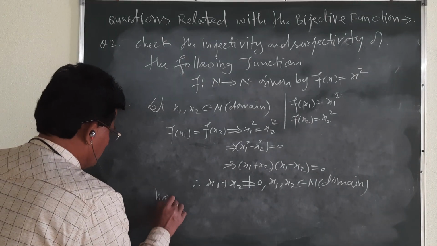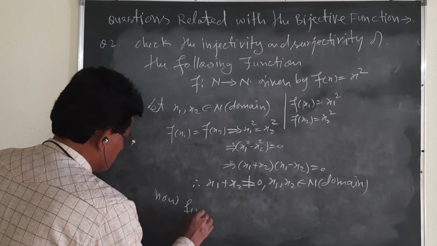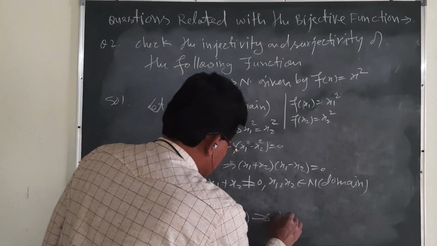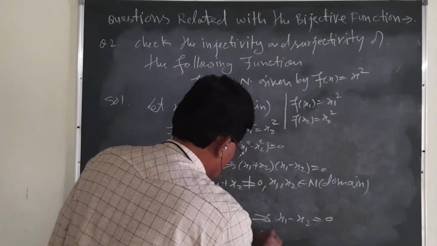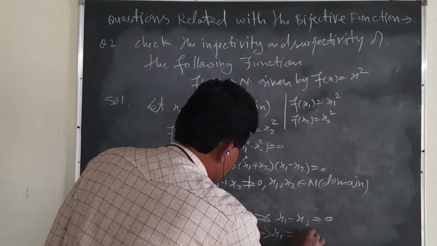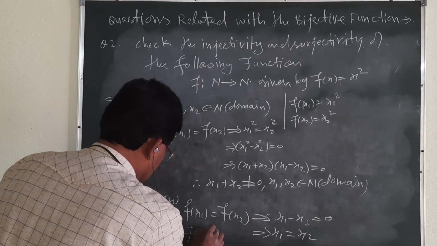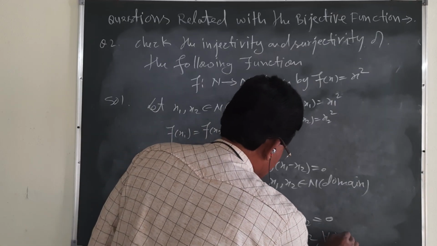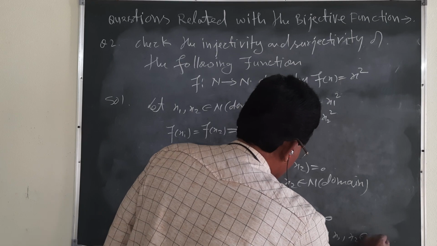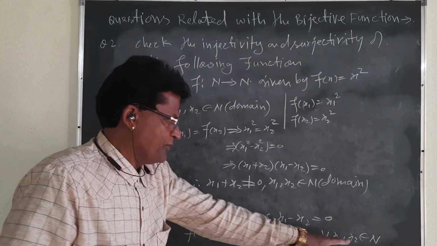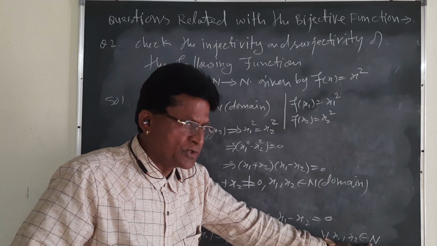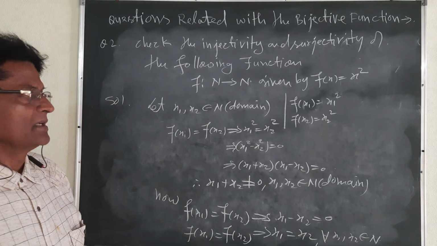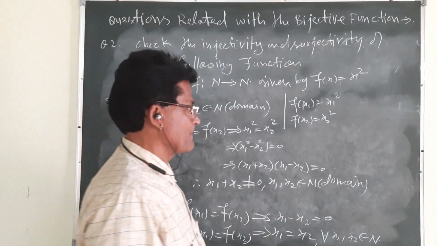Now, you will have to see f(x1) is equal to f(x2) implies, the same thing I am taking, x1 minus x2 will be equal to 0 or x1 plus x2 is equal to 0. Same thing, as per the definition, this function is an injective function for all x1, x2 belonging to N. N is the domain. If these two natural numbers belong to N, then only by the definition you can say that the function is an injective function.